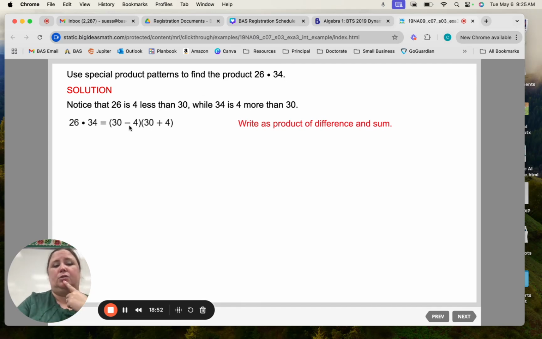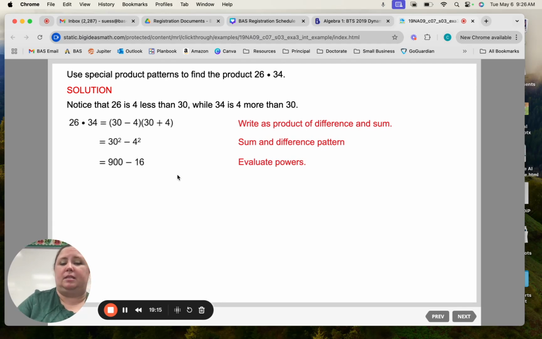So now we have this. Do you see that this is the difference of squares? Because one's positive, one negative. They have the same base number, essentially. So this would be 30 squared, 900, minus 16, 4 squared, correct? Yeah. This is how you solve math without a calculator. 900 minus 16, which is? Why would we do that? Yeah, welcome to the dark ages. We didn't have calculators. 884. So the product of 26 and 34 is 884.